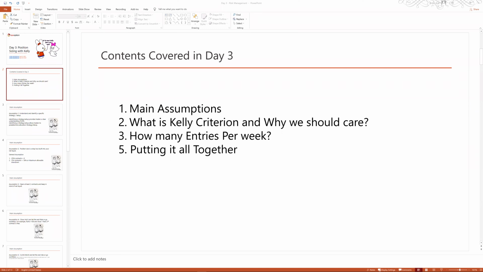And we want to identify those assumptions before getting into Kelly Criterion, which is the risk management concept that is taught in graduate courses, and why we should care. And then we'll talk about the number of entries per week. Okay, so I think number of entries per week is great because it gives you an idea of, as an option trader, how many trades theoretically you should be making over the course of a year, and then putting it all together at the end of the slide. Okay, so let's just move forward here.